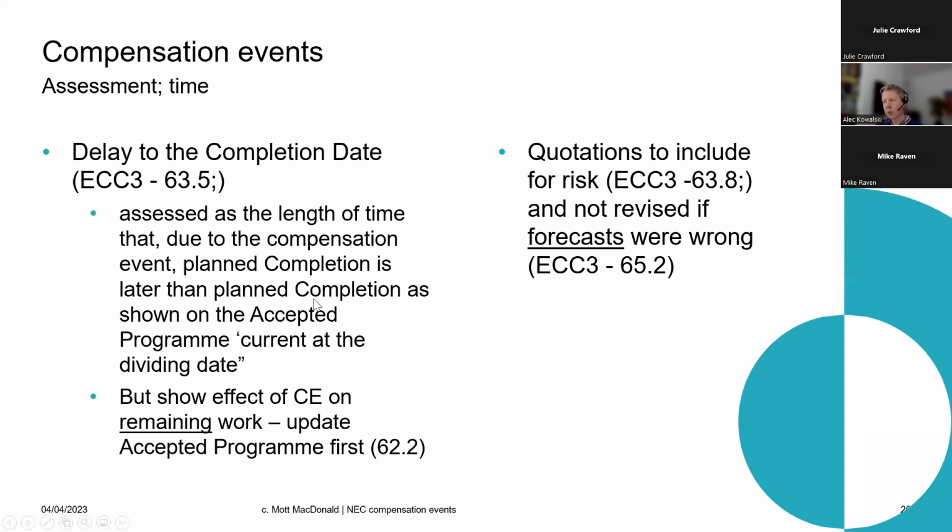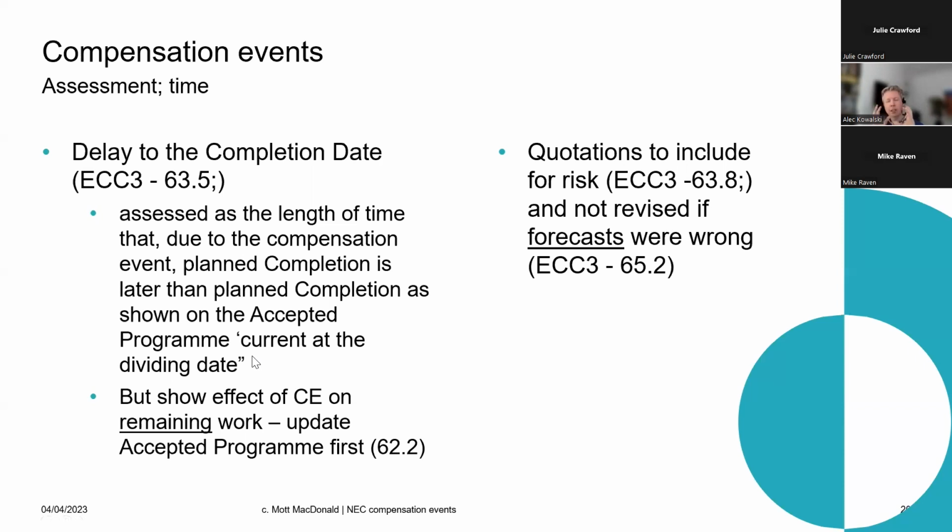Okay, so we check what was on the previous accepted program, what the plan was at the time. We introduce that event that's caused some sort of delay, and we use that in the assessment of time. Okay, but show the effect of the compensation on remaining work. So update the program first. So we get this thing called the dividing date.